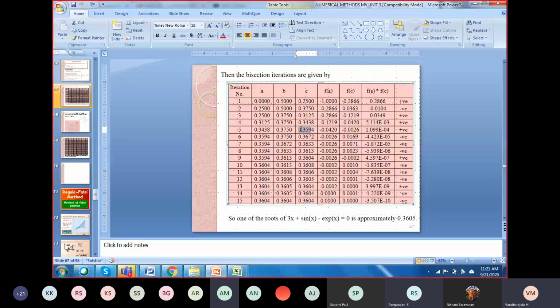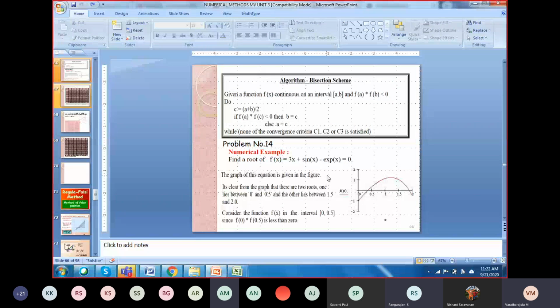Do you have any doubts? The thing is, I am telling it in a different way. If the cross product of f of a and f of c is greater than 0, then take a is equal to c, else b is equal to c.